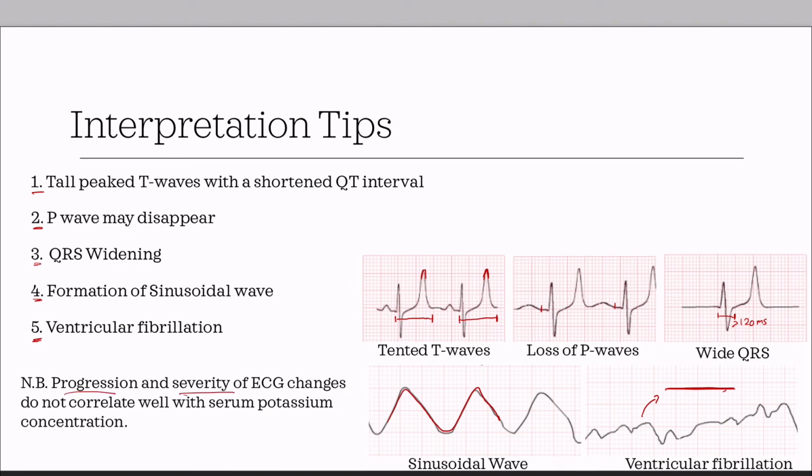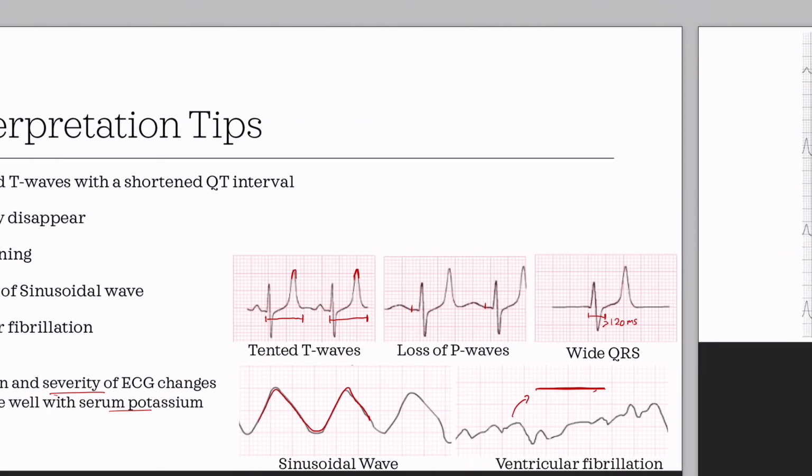So an important point that I want to make here is that the progression and the severity of the ECG changes do not correlate well with the serum potassium concentration. So when you find these ECG features, all this indicates is that there is hyperkalemia. It doesn't really tell you the concentration of potassium in the serum, so you should not be making clinical decisions in terms of management for the patient based on the ECG findings.